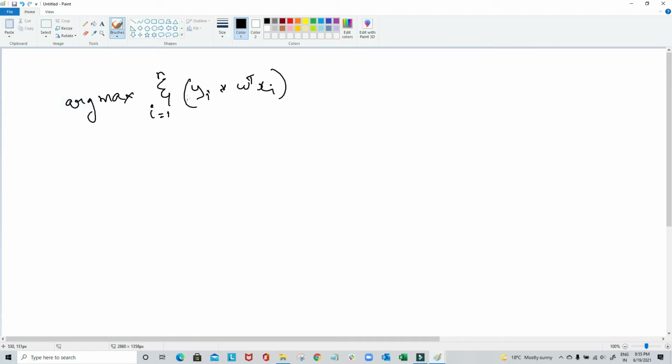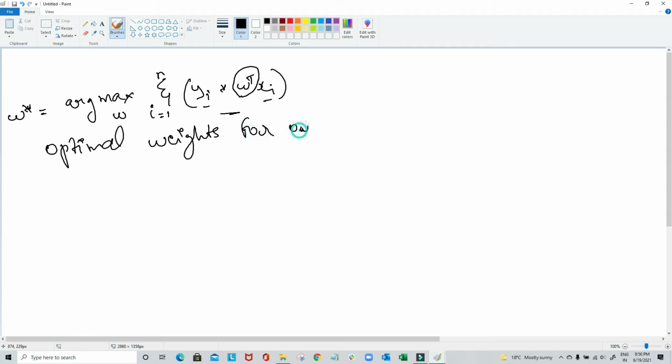You know here yi and xi are constants, those values won't change. The only variable is our weight vector. So we have to maximize this equation for some w. Essentially we are trying to find optimal weights for our plane, which will maximize this equation.